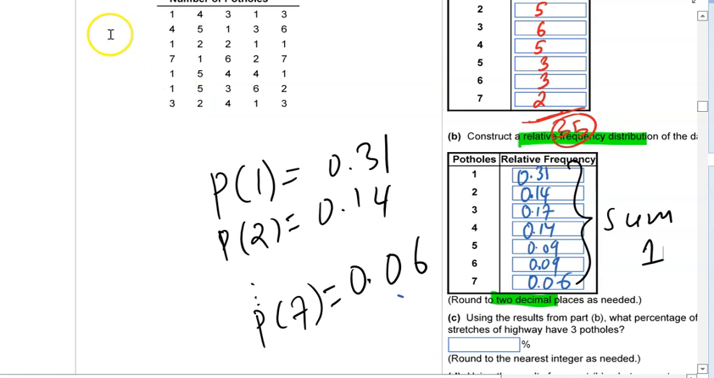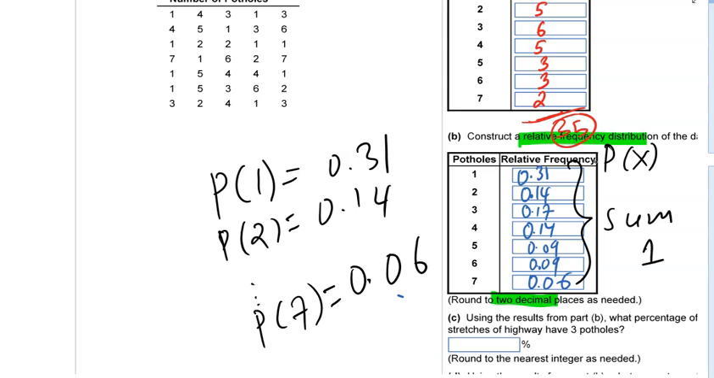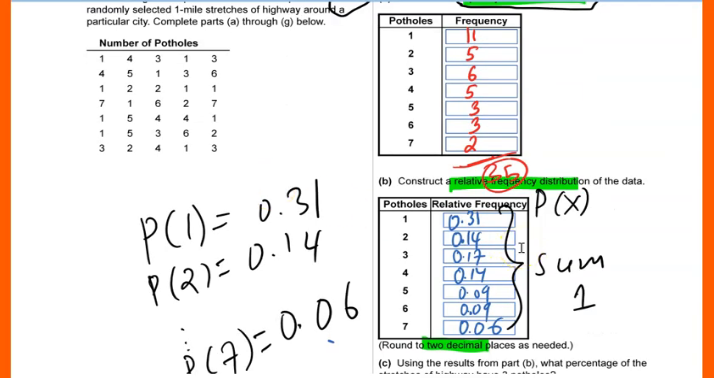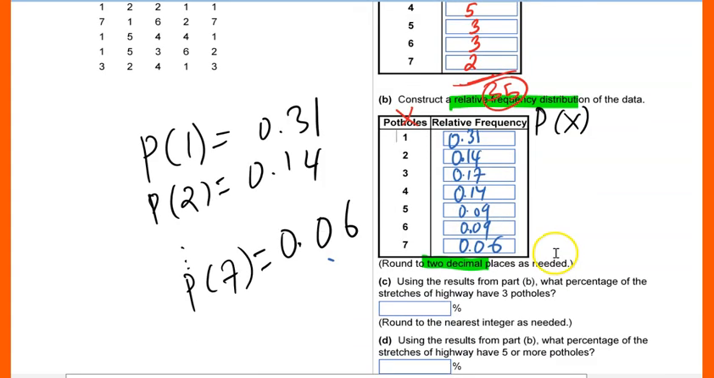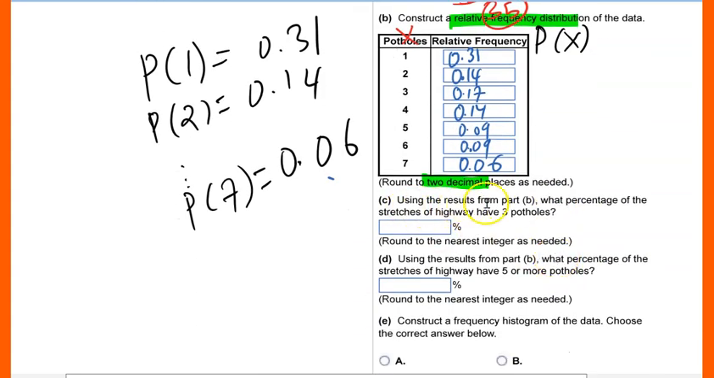Does it make sense? Pretty much this relative frequency is P of x, and these potholes are x, and this is P of x. That's all frequency, relative frequency P of x, and this is called discrete probability distribution. And again you notice that each decimal here, 0.31, represents the proportion of each potholes.